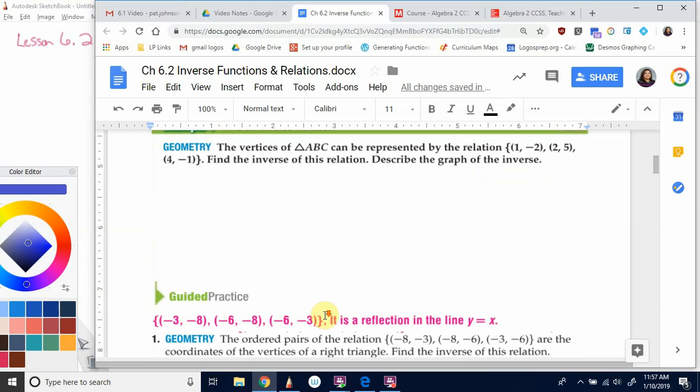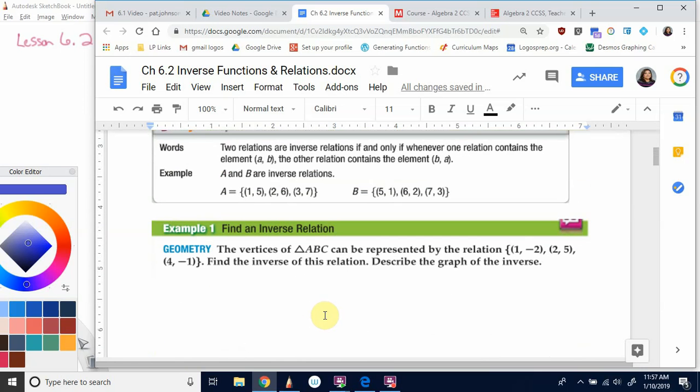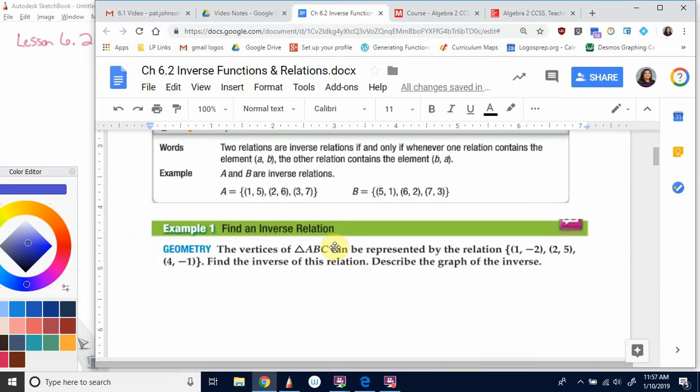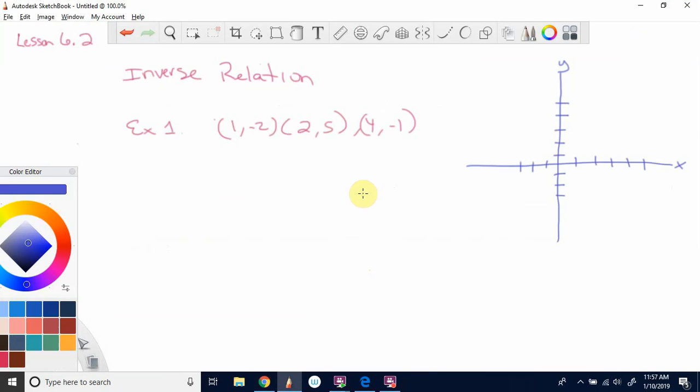All right, so let's look at example 1. They give us the vertices of triangle ABC, and they want us to find the inverse of this relation. So first we're going to graph. We have coordinates, so we know how to graph coordinates. Let's use red: (1, -2), (2, 5), and then (4, -1). And we see we have a triangle, okay?